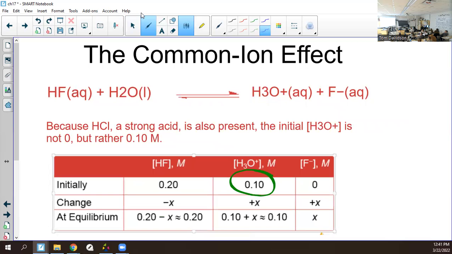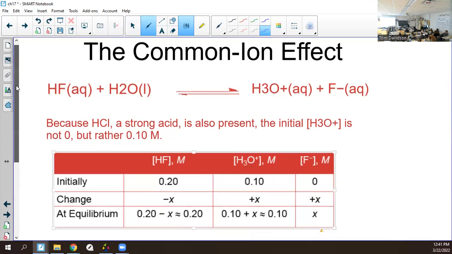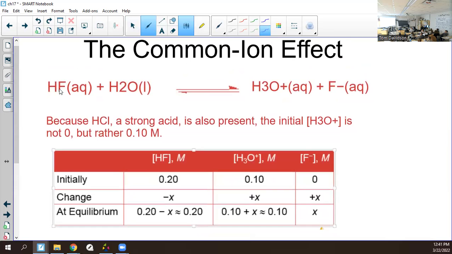All right, so let's talk about this common ion effect. We have HF. First off, strong or weak? Weak acid. We're adding it to water. So far, okay. Some of it breaks into H plus and F minus. How much? Not much at all. You with me? All right.